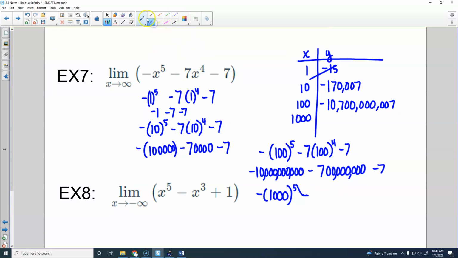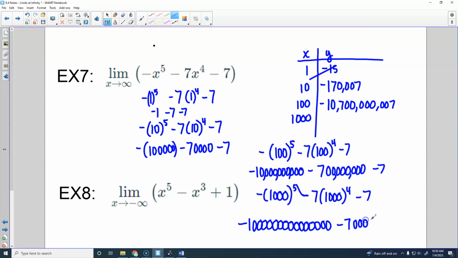Why is it not writing? It's possessed. Okay, negative 1,000 to the 5th minus 7 times 1,000 to the 4th minus 7. So now I got 15 zeros right there. Here, how many zeros am I going to have? I'm only going to have 12. And then I got that 7.